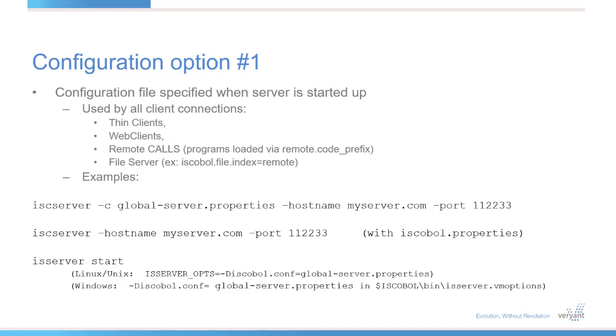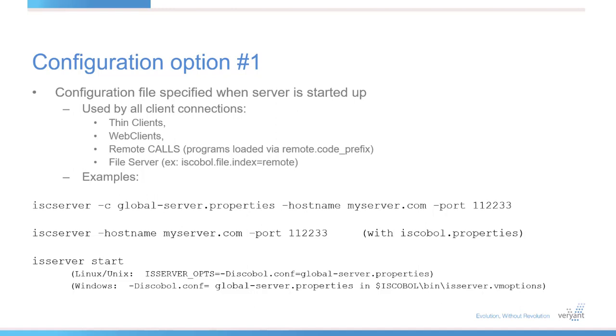I have some examples on the screen. The first example shows how to set the properties file when you start the application server from the command line with isc server. The second does the same thing, but if your properties file is called isCOBOL.properties, you don't have to add it to your command line. It'll be picked up automatically.